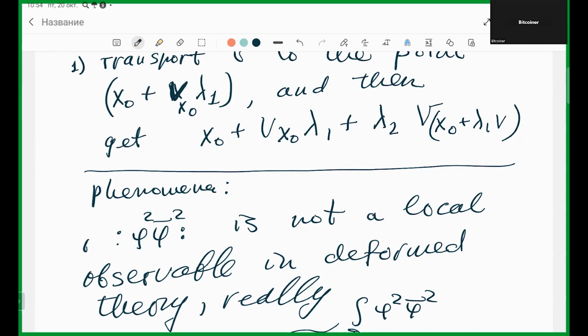But what do you mean by adding a lambda 2 term? It's just lambda 1 plus lambda 2. You see, lambda 1 plus lambda 2 means that I would like to do the deformation in steps. I consider deformation to the second order as deformation to the first order in lambda 2 of the theory that was deformed first order in lambda 1.